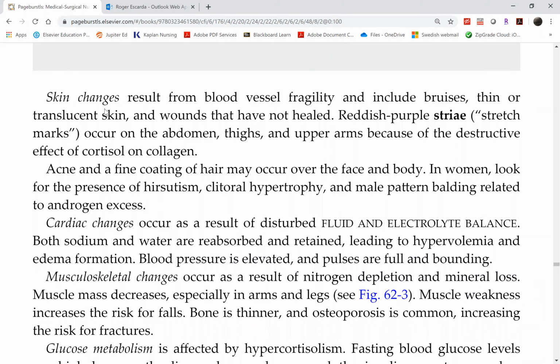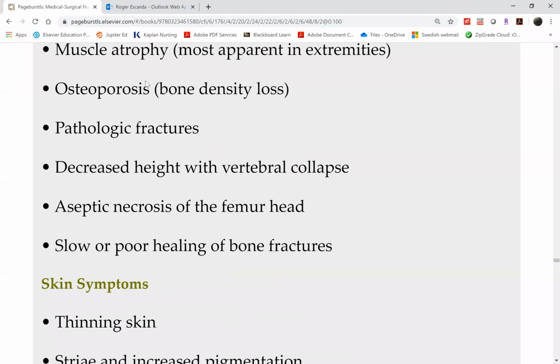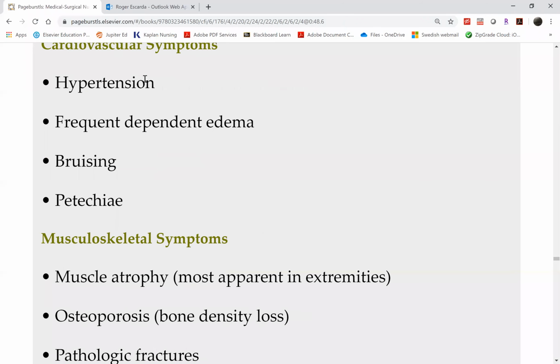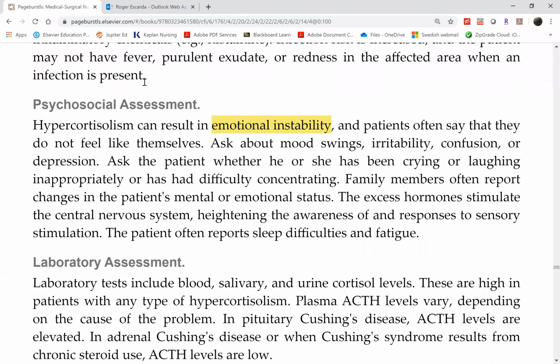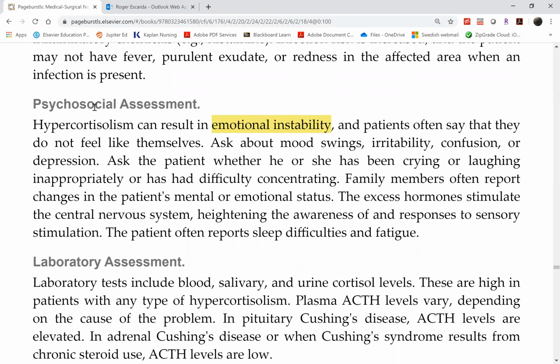At this point, you'll see redundancy in the paragraphs. So this one section right here, you can read it again, but it's really the same thing, which is in chart 62-10, but go ahead and read it again. Psychosocial, though, we didn't talk about yet. So these patients will have emotional instability. So mood swings, going from one end of the emotion to the other extreme end.